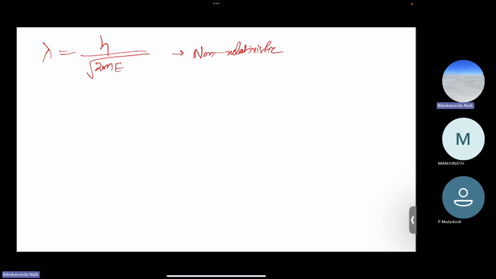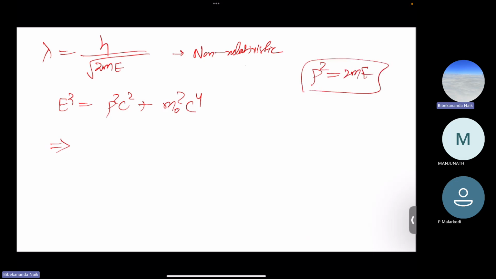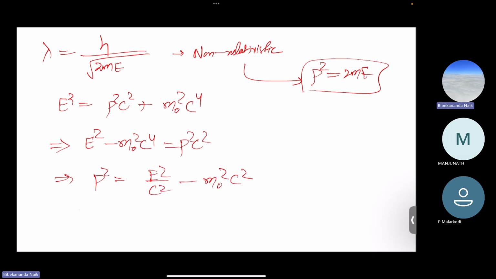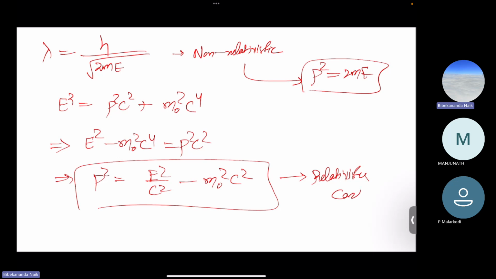However, if we talk about the relativistic case, the energy becomes E square equals P square C square plus M0 square C to the power 4. In the non-relativistic case, P square was equal to 2mE. However, since now the relativistic case is different, E square minus M0 square C to the power 4 is P square C square. So P square is E square divided by C square minus M0 square C square. So now you can see the expression for P square is different in the relativistic case. So the expression for the wavelength will be different when the motion is relativistic. I hope this is clear to everyone.